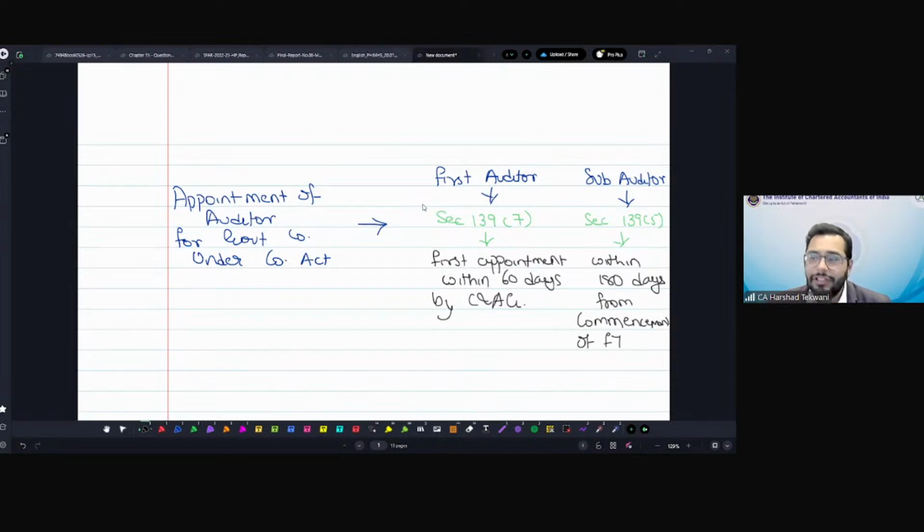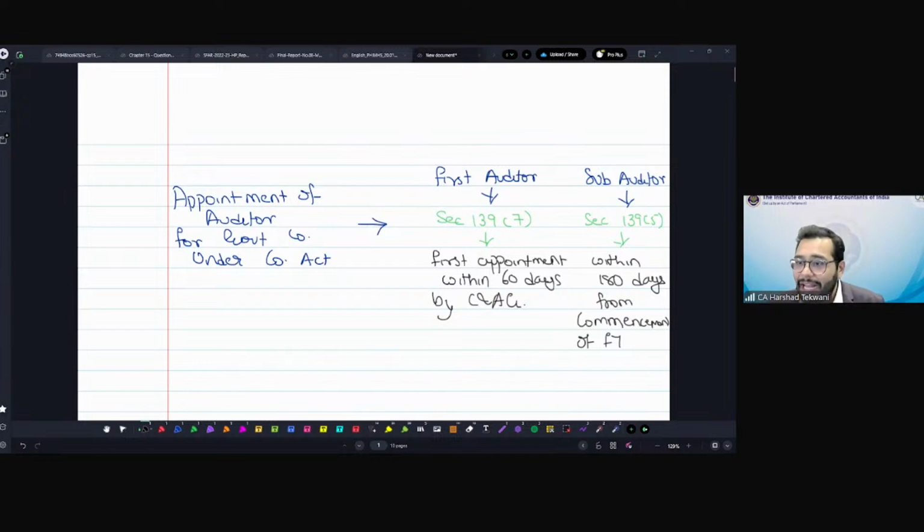And he will hold office till the conclusion of the annual general meeting. So that is the provision of appointment of auditor for the government companies. Now, this is government companies defined under the Companies Act. Okay. Now, if there are specific corporations, they have a specific act, so their appointment requirement is there in their respective act. And for the others, there is an empanelment. Okay. For departments, for functions, or for programs, there is an empanelment.